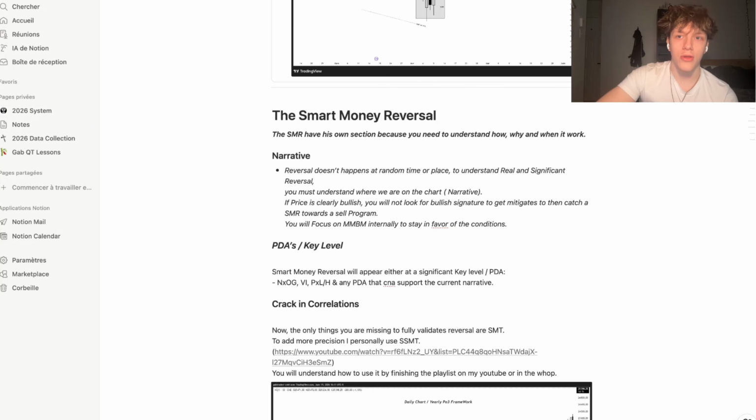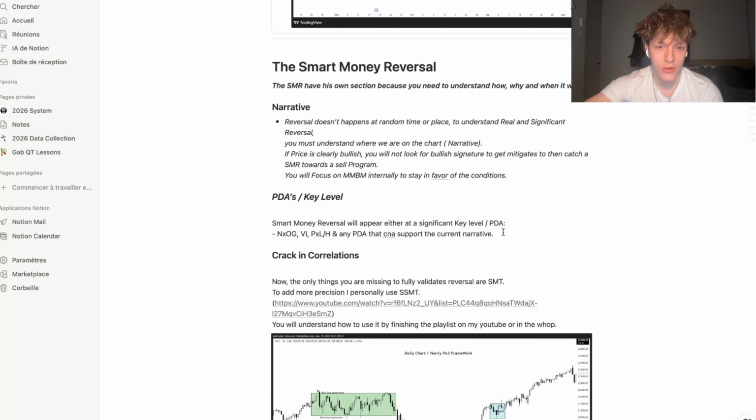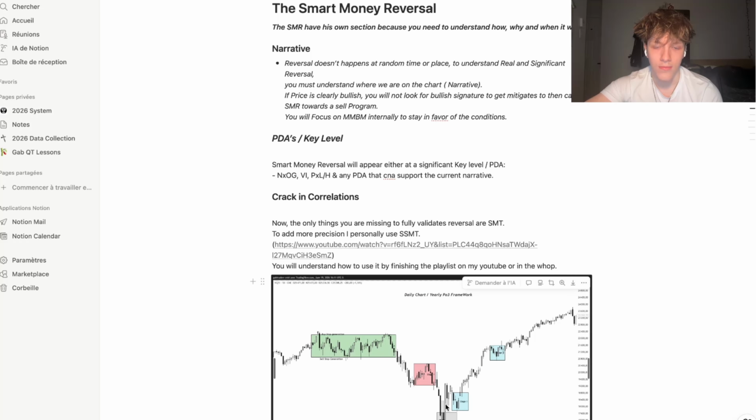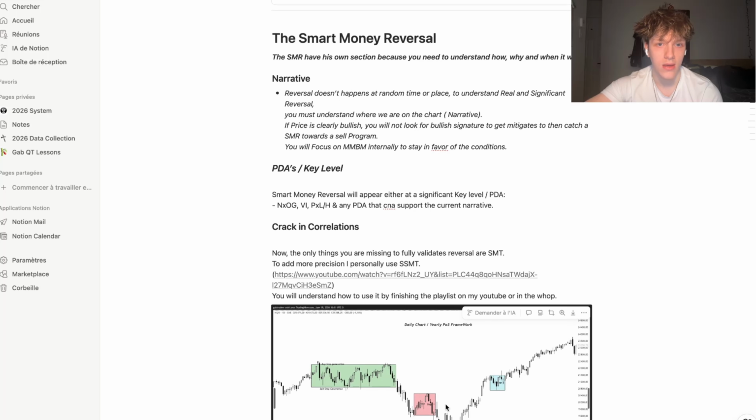So I put a bit more emphasis on the smart money reversal because that's something really, really important. You need to understand that. I have it in its own section, like I said, just because you need to understand how, why, and when it works. So first, something important with the smart money reversal will be the narrative. Super important. Probably the most important thing.